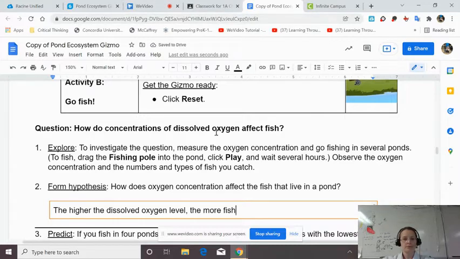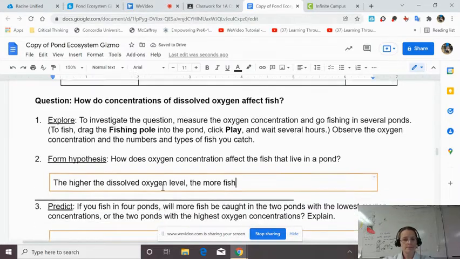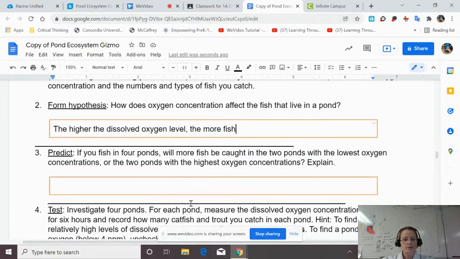So let's see. We hit reset. We're going to, let's see, fish in 4 ponds. Will more fish be caught in the 2 ponds with the lowest or the 2 ponds with the highest? Well, we just said the ponds with the highest. And just like more oxygen can support more people on land, more oxygen can support more fish in the water.